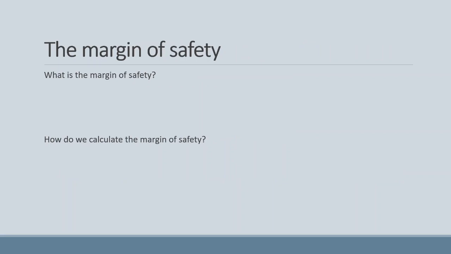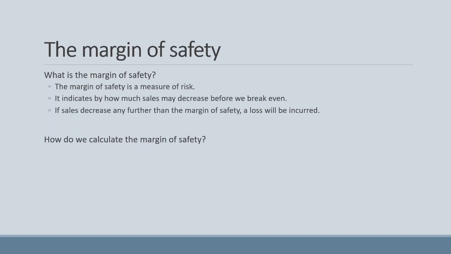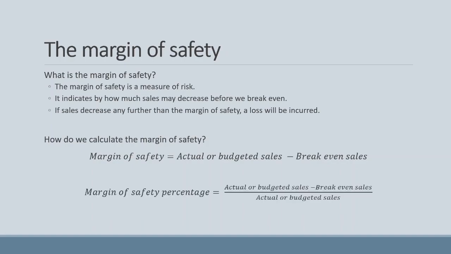Once we have calculated our break-even point, we can then calculate the margin of safety. The margin of safety is a measure of risk. It tells us by how much our sales can decline before we break even and start incurring losses. To calculate the margin of safety, we simply subtract the break-even sales from the actual or budgeted sales. This can be done for either sales units or for sales revenue. The margin of safety percentage is then just the difference between our actual or budgeted sales and the break-even point, all divided by the actual or budgeted sales.